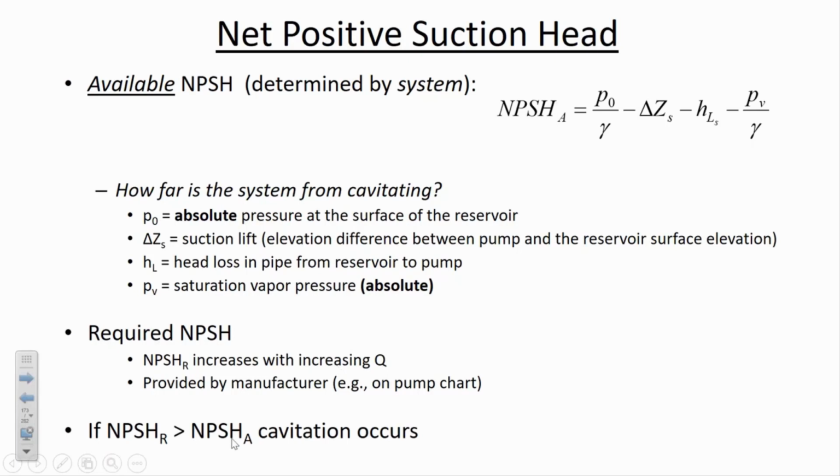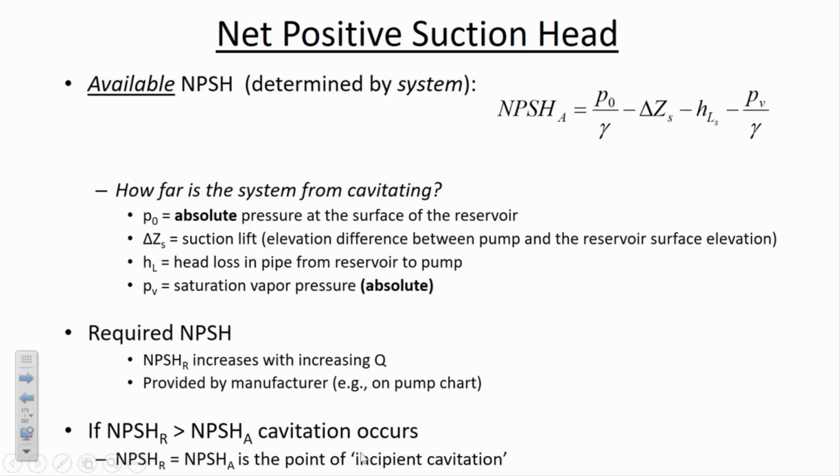And here's the criteria: if the requirement is greater than what's available, cavitation occurs. That's the analysis we do in these cavitation problems: we try to find out if the requirement is above what's available. If it's equal, there's a technical term called incipient cavitation. It means that's the threshold at which cavitation begins.